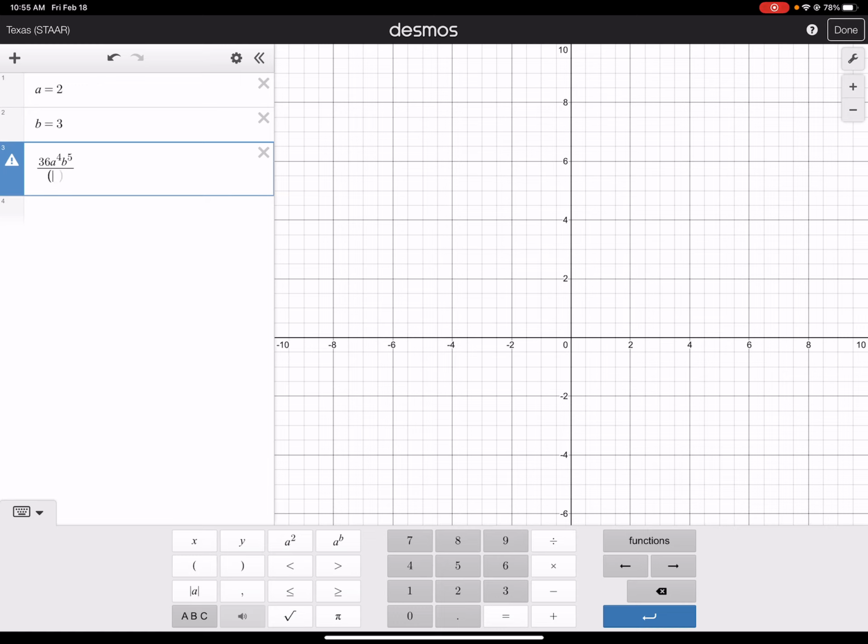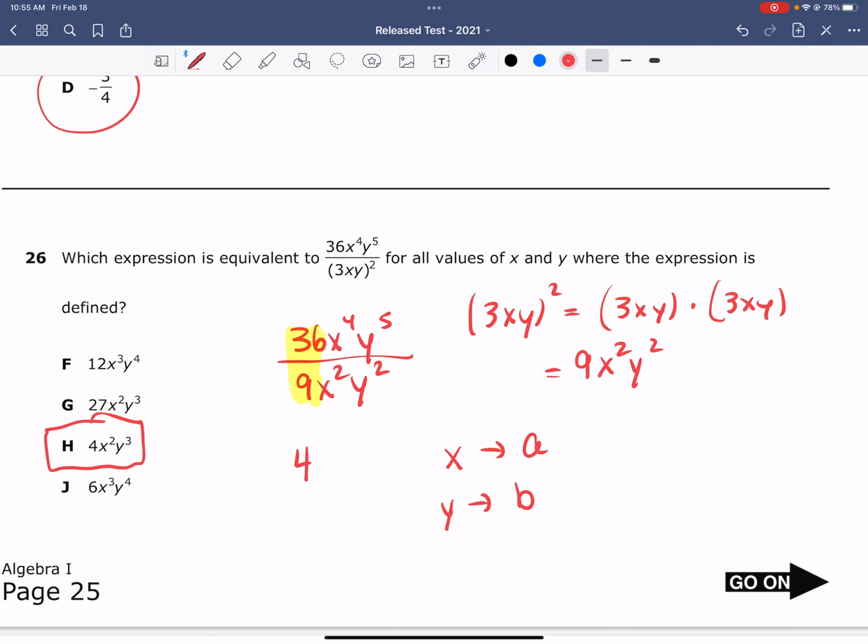And so we will have 36a^4b^5 divided by (3ab) all raised to the second power. Then we will type in line 4 what we believe the answer to be, replacing x with a and replacing y with b. And so what we believe the answer is will look like 4a^2b^3. And what I notice is that both of those numbers are equal to 32. And so that is a confirmation that H is the correct answer.